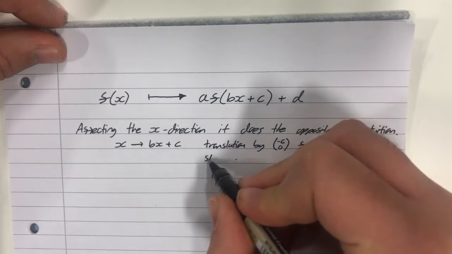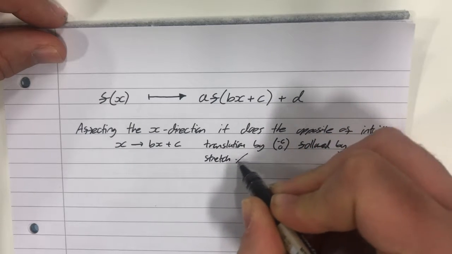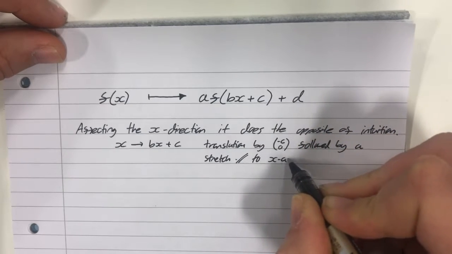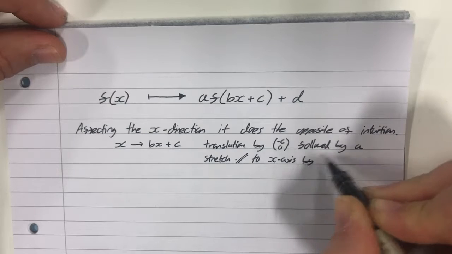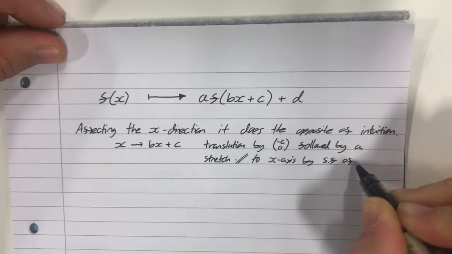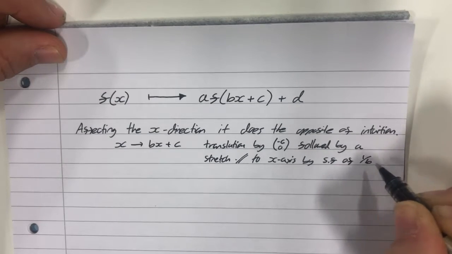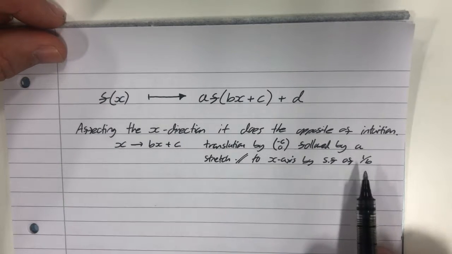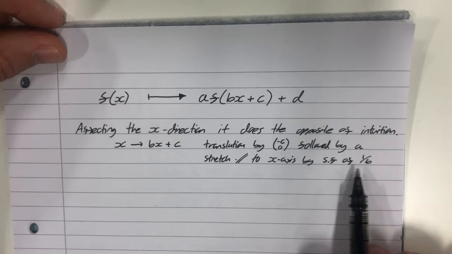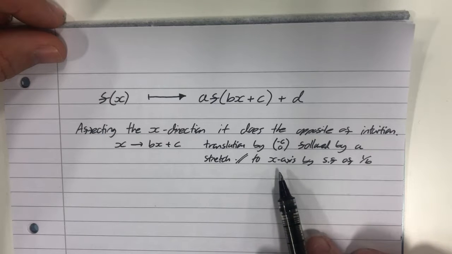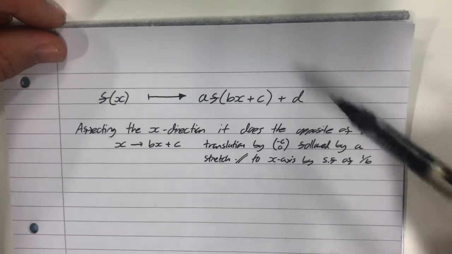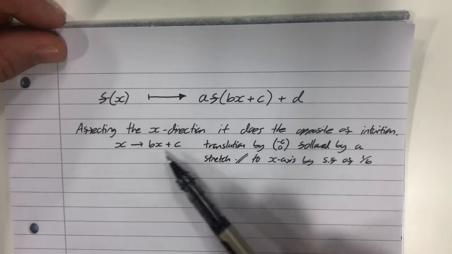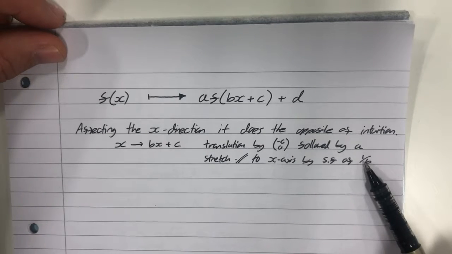followed by a stretch parallel to the x-axis by a scale factor of 1 over b. Again, it does the opposite of what you think. So you've multiplied all the x values by b, which means actually you divide all the x values by b in the transformation. Okay, so it does the complete opposite of what you think. You've added c, you've subtracted c. You've multiplied by b, you divided by b.